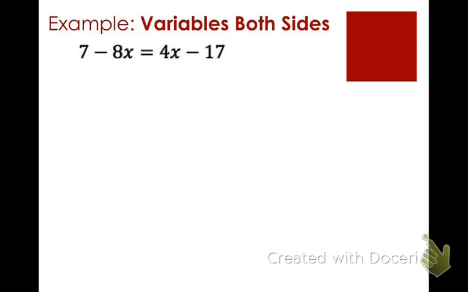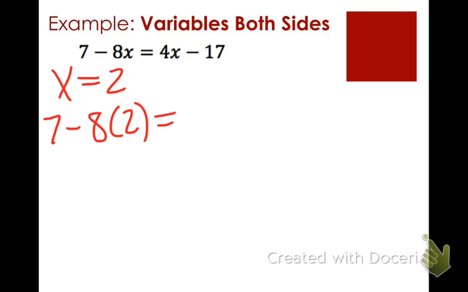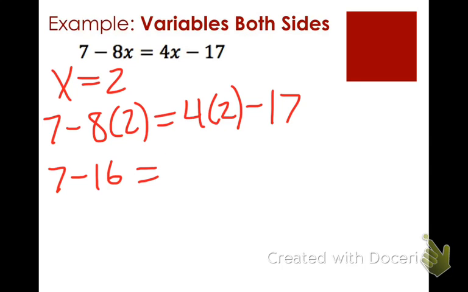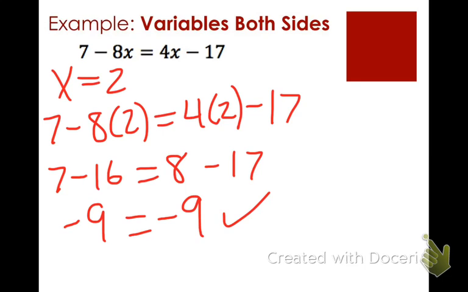Now, I definitely want to check my answer, so again, x equals 2. Let's plug it in to make sure. 7 minus 8 times 2 equals 4 times 2 minus 17. So 8 times 2, that's 7 minus 16. 4 times 2 is 8. 7 minus 16 is negative 9. 8 minus 17 is also negative 9. So that tells me I did it right.